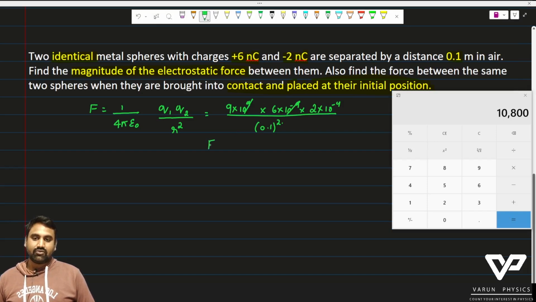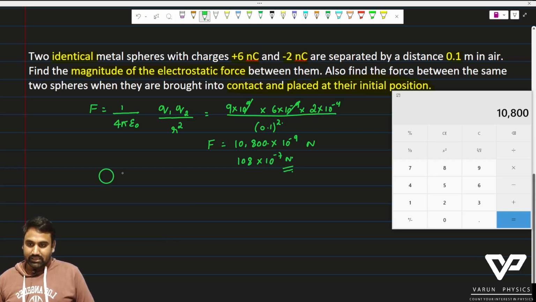The force F is equal to 10,800 into 10 to the power of minus 9 Newton. Taking out two zeros, 108 into 10 to the power of minus 7 Newton. The force exhibited by it.